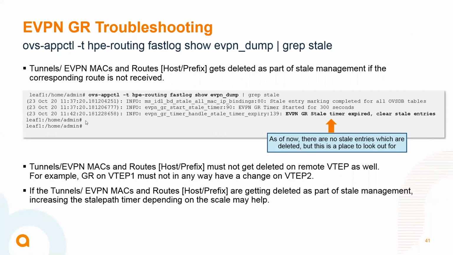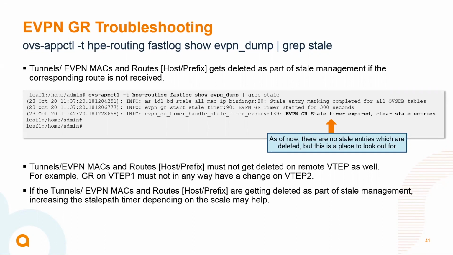This is what I was talking about before. On the restarting speaker, the restarter receives all the updates from the helper, let's say. It waits for a certain amount of time before it kickstarts its best path calculation. That is, it should receive EOR from all of them.